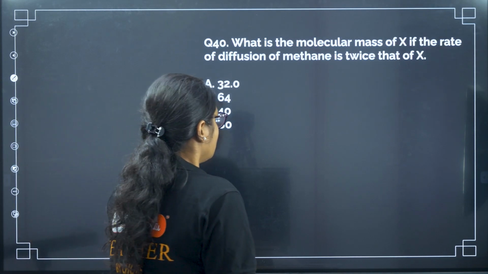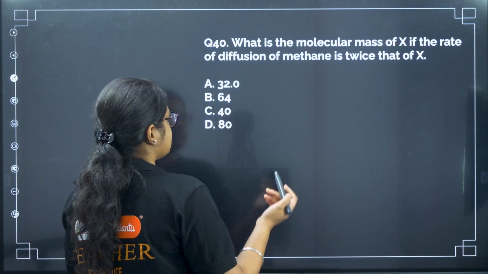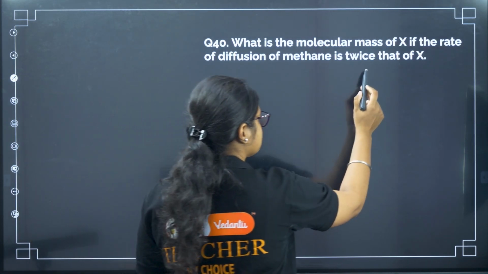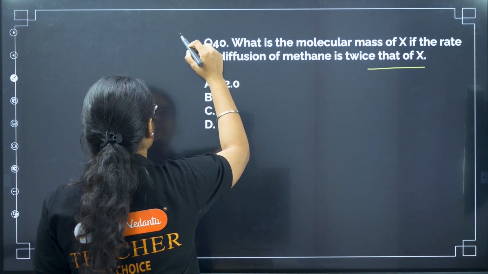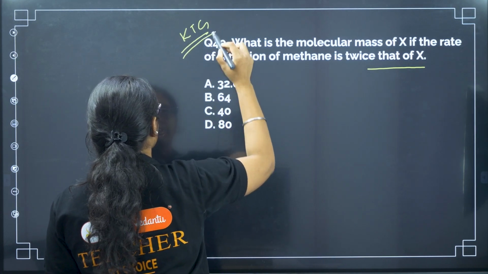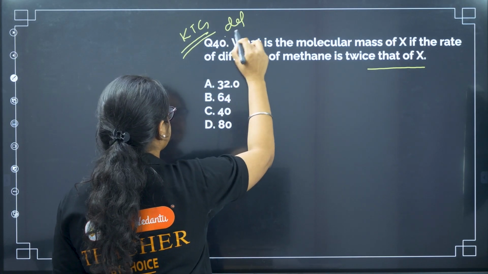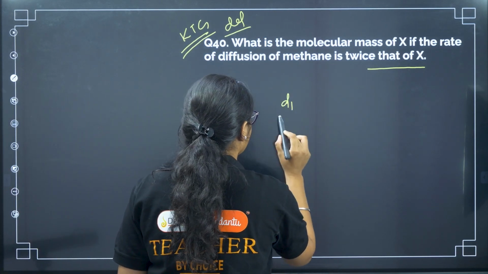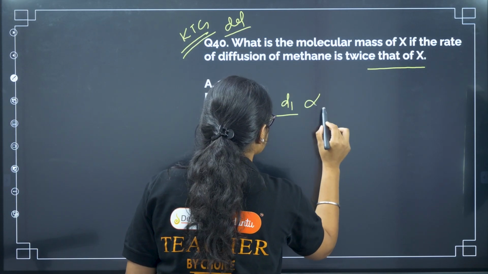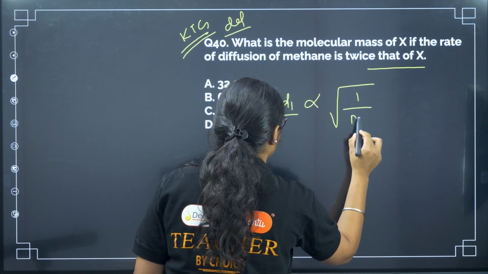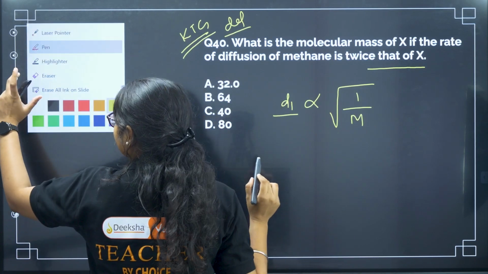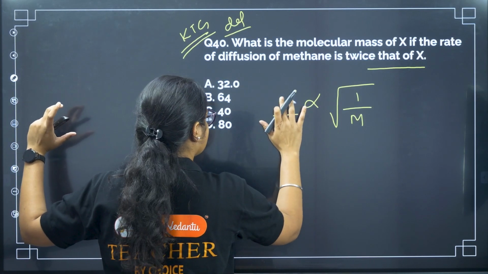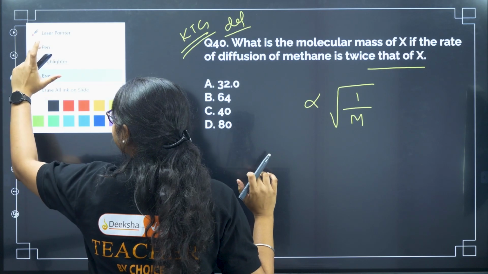Next, what is the molecular mass of X if the rate of diffusion of methane is twice that of X? So this question is from your kinetic theory of gases. Again deleted portions, but we can just discuss. The rate of diffusion, okay, is inversely proportional to mass. So I'll write here rate of diffusion.